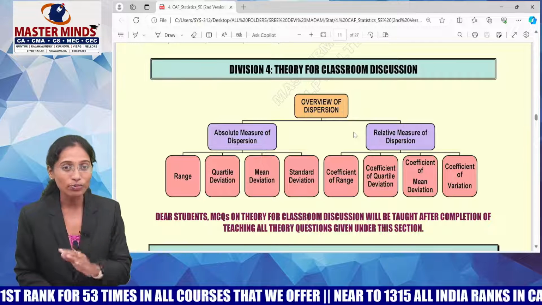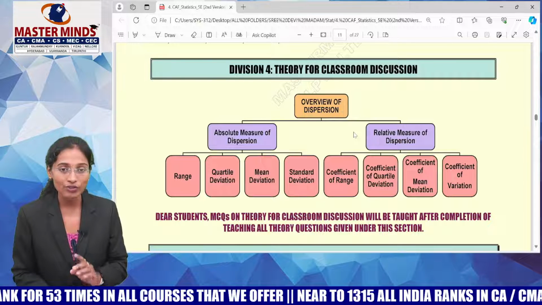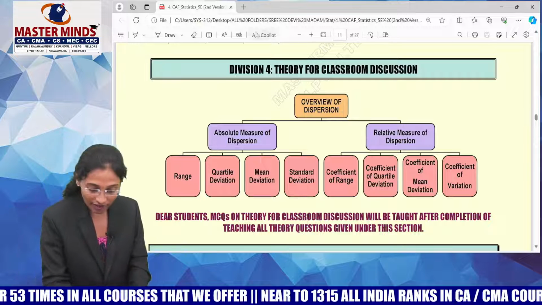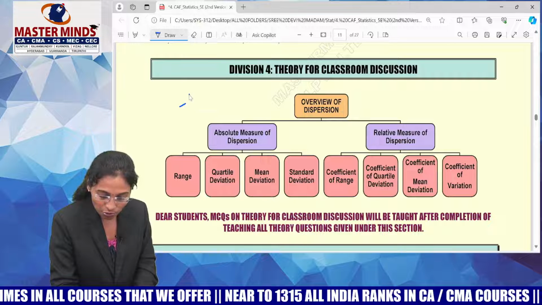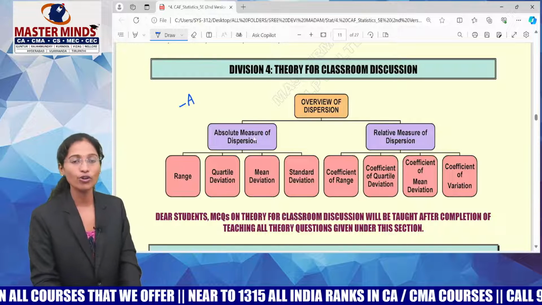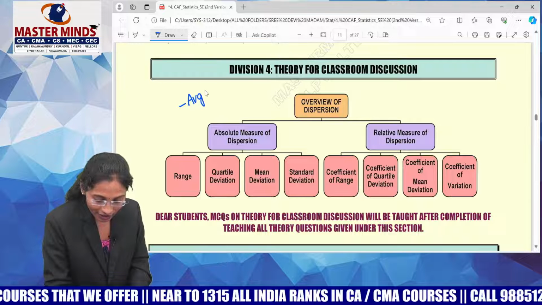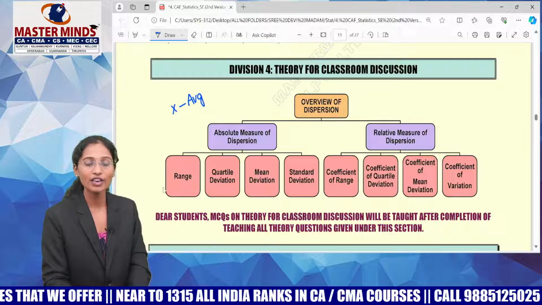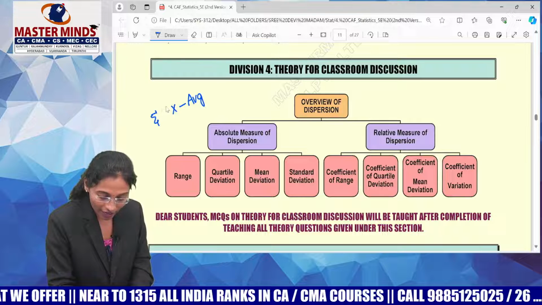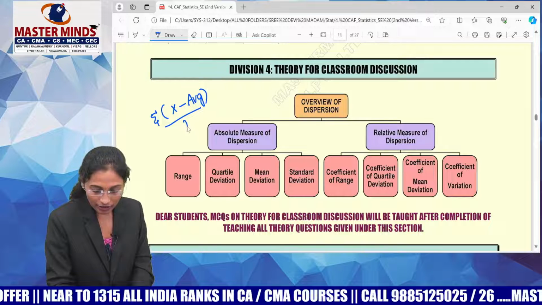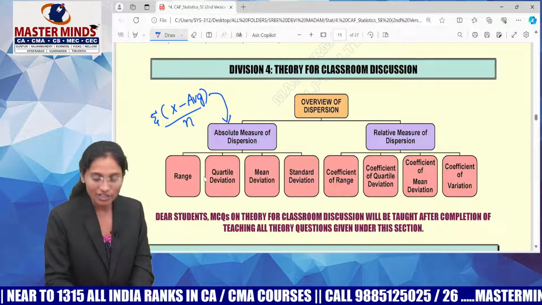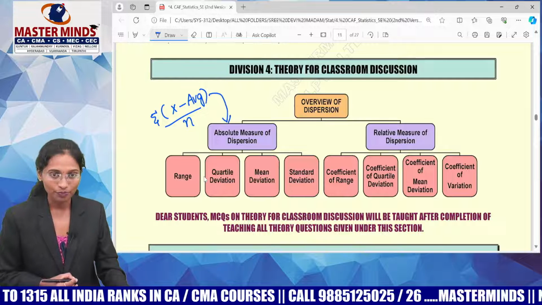Madam, what is this absolute measure of dispersion and what is this relative measure of dispersion? Just now I told you guys, we'll take an average and we want to verify whether this average is correct or not. For that, we'll calculate the deviation of all the observations from the average and then we'll calculate the average of all these deviations. If this is done, the measure is called an absolute measure.